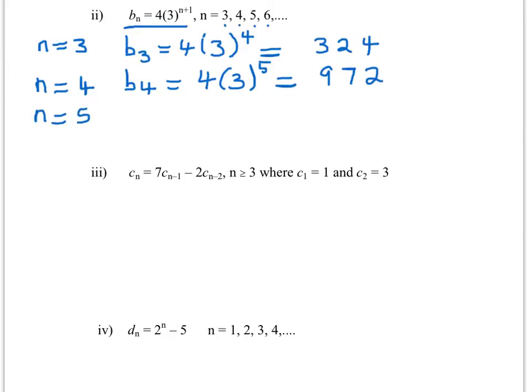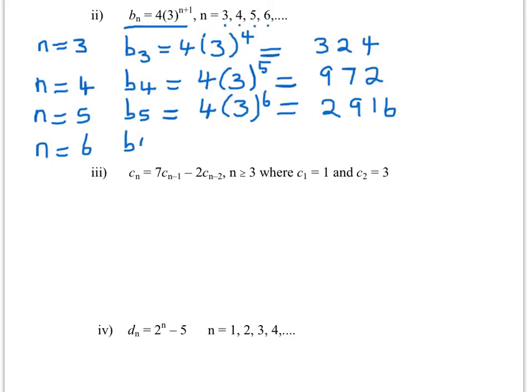Next value, n equal to 5, we have that b5 is equal to, again, 4 times 3 to the power of n plus 1, which is 3 to the power of 6. And again, using your calculator, this turns out to be 2,916. And lastly, the fourth term, n equal to 6. b6 is equal to 4 times 3 to the power of 7. And using your calculator again, the value turns out to be 8,748.